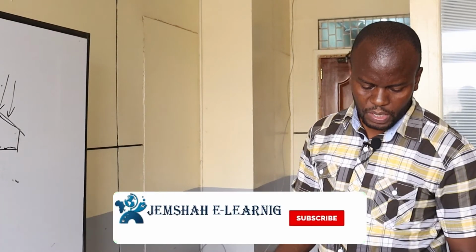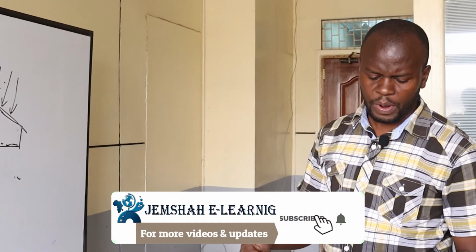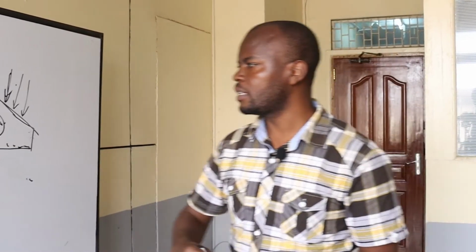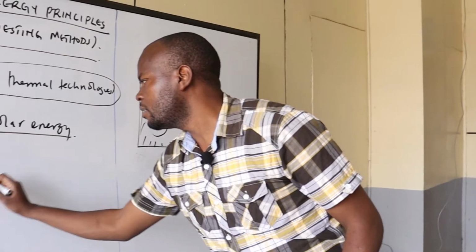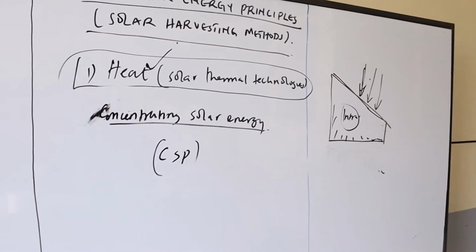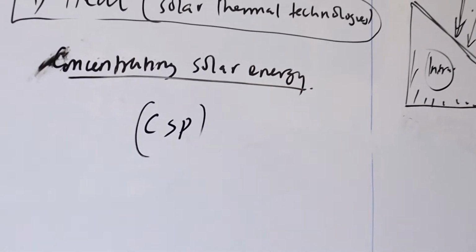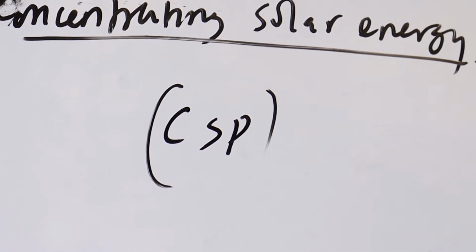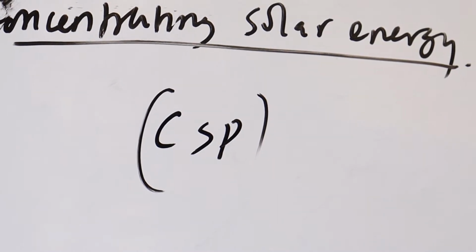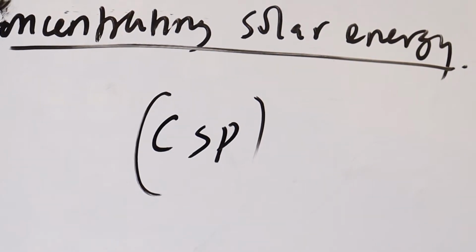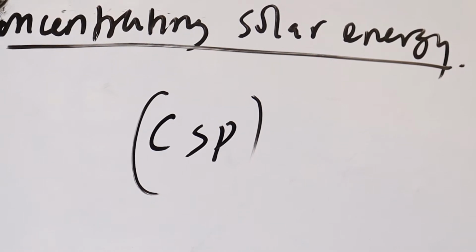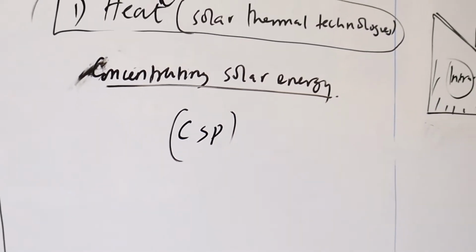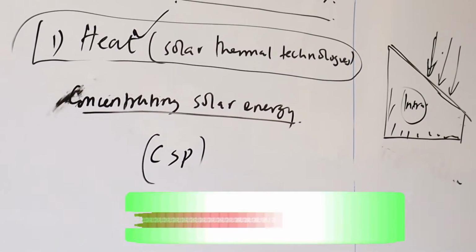When we talk about concentrated solar power, what we usually refer to as CSP, that is the concentrated solar power stations. These can be used on an industrial scale, collecting and converting solar heat to energy, and this can be sold to the grid. In this case, this can be very important.